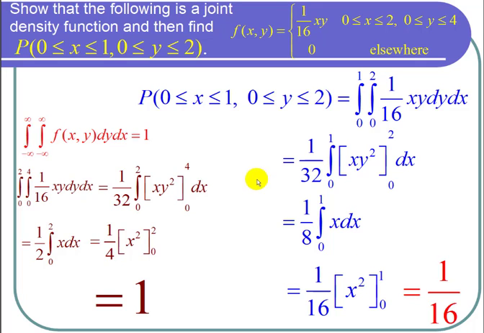So I can conclude that the probability that x is between 0 and 1 and y is between 0 and 2 is equal to 1/16. And I'm done with the problem.